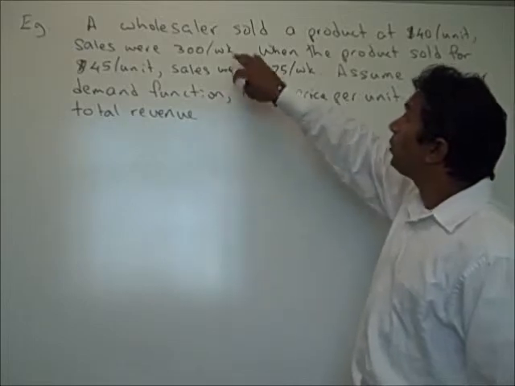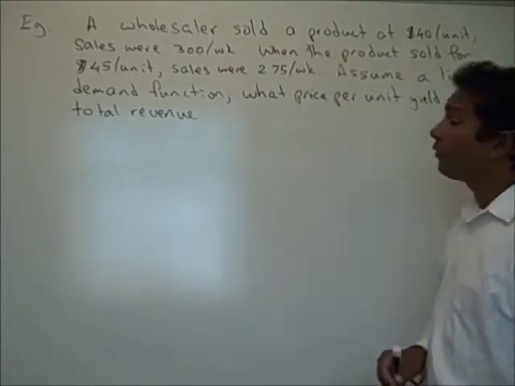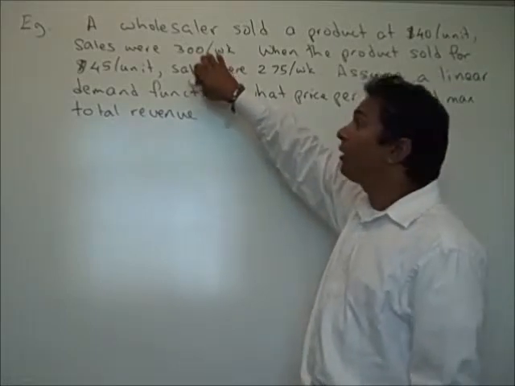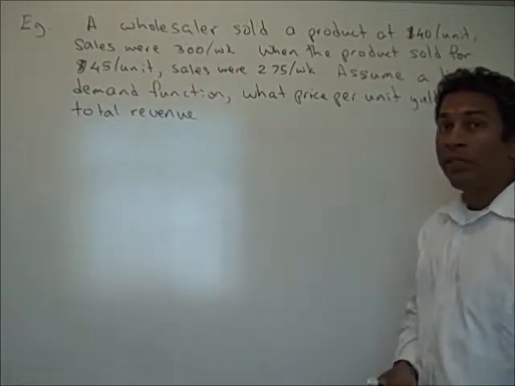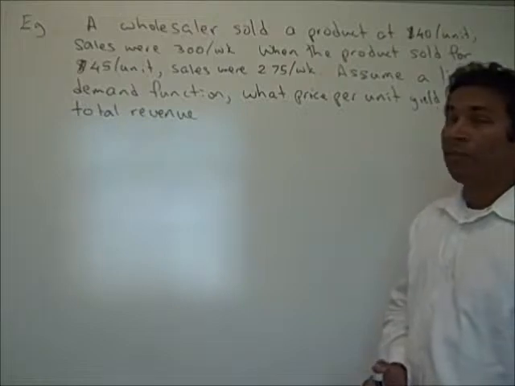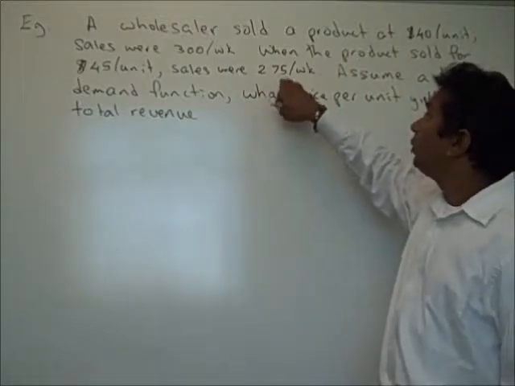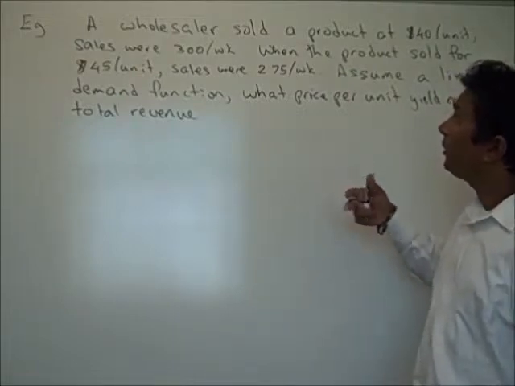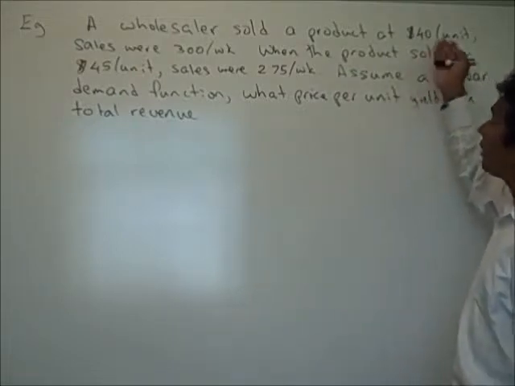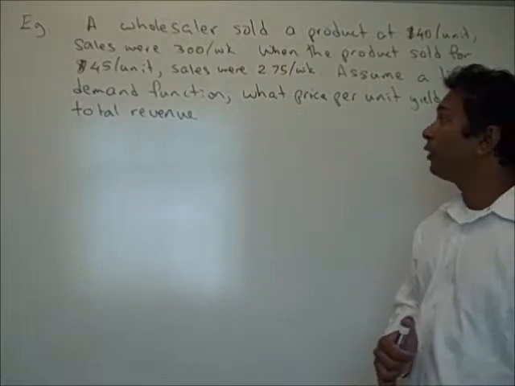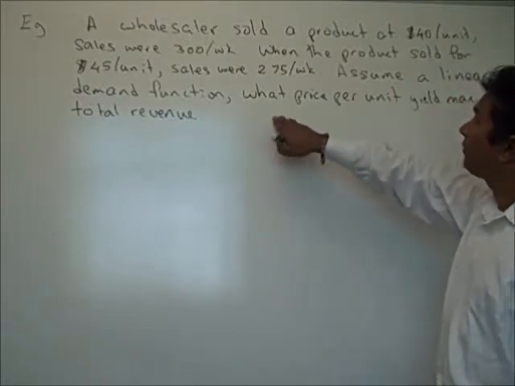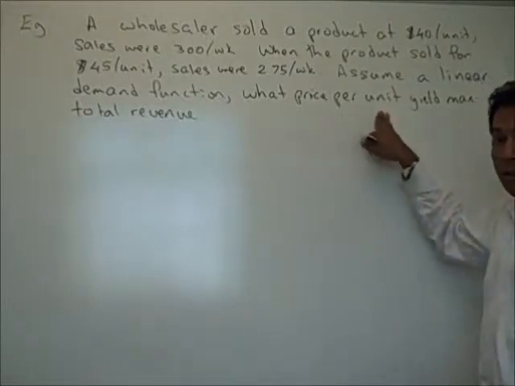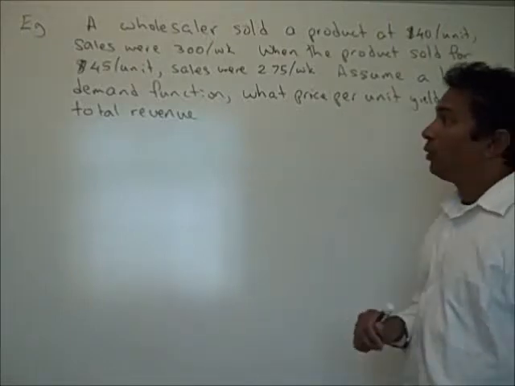In this example, we're told that a wholesaler sold a product for $40 per unit, and the sales were 300 units per week. When this wholesaler increased the price to $45 per unit, sales went down to 275 per week. We're told that there is a linear demand function between the cost of the unit and the number of units sold. We're also asked to find what price per unit yields the maximum total revenue.